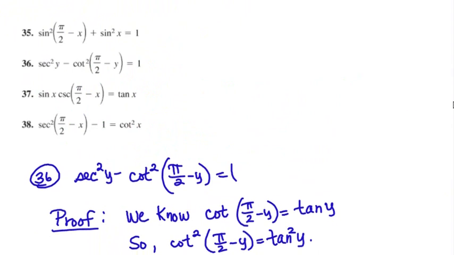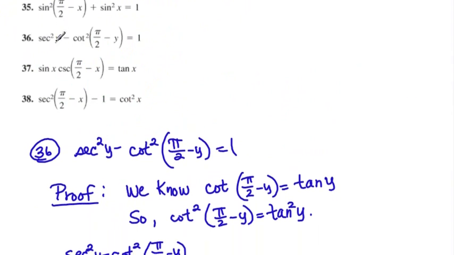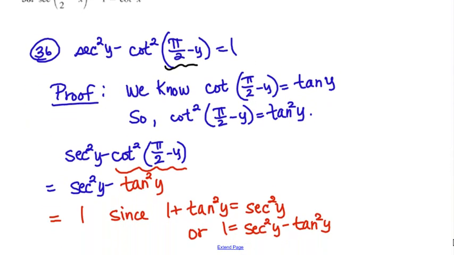Now, plugging along, number 36 is to show that secant squared y minus cotangent squared of pi over 2 minus y is equal to 1. So working with the more difficult side, the first thing you want to do is use the cofunction identities to get rid of any of the pi over 2 minus y's. In other words, get all the angles in terms of just y. Well, one of the cofunction identities is that cotangent of pi over 2 minus y is equal to tangent y. So if we square each side, we know that cotangent squared of pi over 2 minus y is equal to tangent squared y. So we want to make that replacement first.